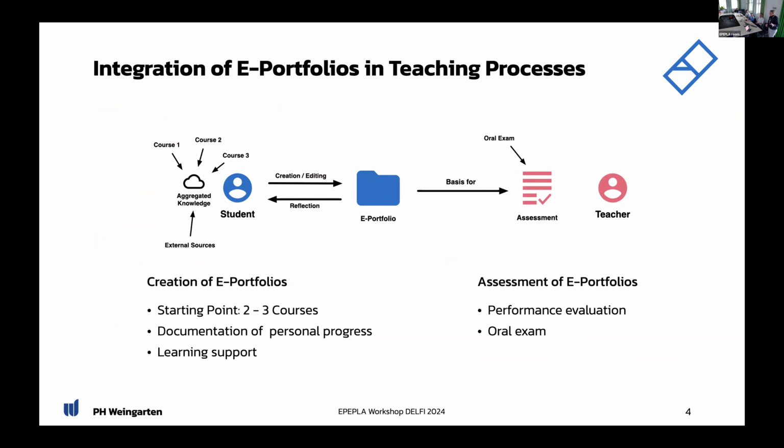On the one side, there are the students. They have their aggregated knowledge from some two or three courses. They have external sources. With that knowledge, they build and create their e-portfolios and also reflect during the process of creating. On the other side, we have the teachers, where the e-portfolio is the basis for an oral exam at the end of the semester, and also the performance will be evaluated and tested.